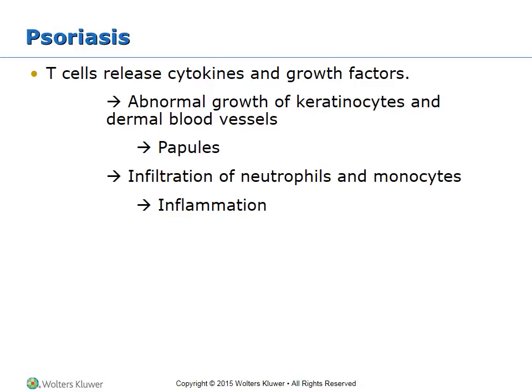So just a little bit more about psoriasis here. This is a T cell that releases those cytokines and the growth factors. We have abnormal growth of those keratinocytes and the dermal blood vessels. So what we see is that redness and then the skin cells growing rapidly. Then we start to see it kind of starting to flake off and peel, and that's where we get that plaquey appearance.